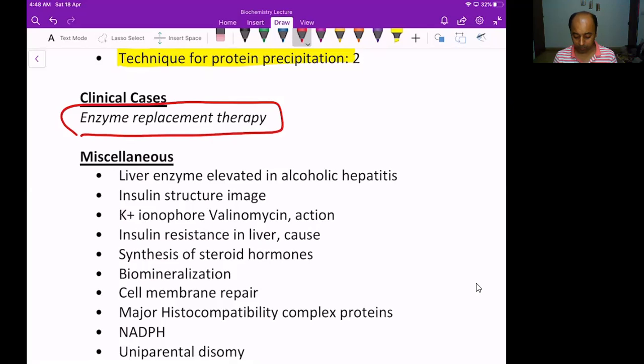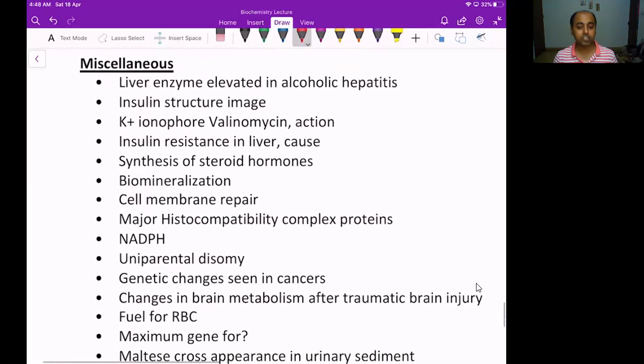Last, I'll come to the miscellaneous topic, where once or twice out of the blue from the rarer topics we get questions. I'll repeat, if a new miscellaneous question comes, you need not worry about that, but you must know the topic from which the question has previously been asked. Liver enzyme elevated in alcoholic hepatitis. Now, this overlaps with your medicine part, so you must know this question.